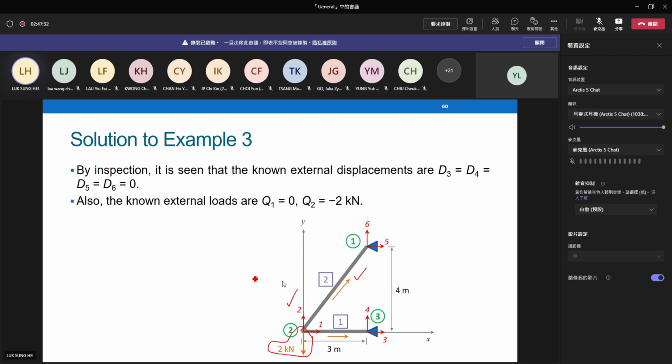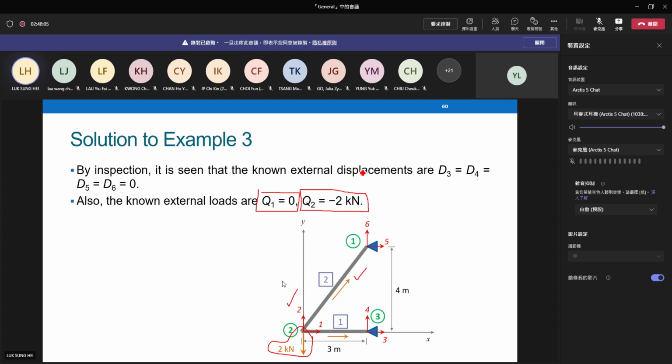This time, along direction 2, we have nodal force. We have a concentrated force. The value is 2 kilonewton, but in the downward direction. Downward means negative. Q1 is 0, Q2 is negative 2 kilonewton. Q1 is 0 because we do not have a horizontal applied force. We just have one downward force at node 2. So Q1 is 0, Q2 is minus 2 kilonewton.